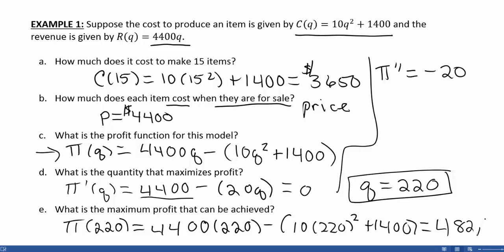482,600. And remember, all of these functions, cost, revenue, and profit, are all talking about money. So again, $482,600 is the maximum profit that can be achieved.